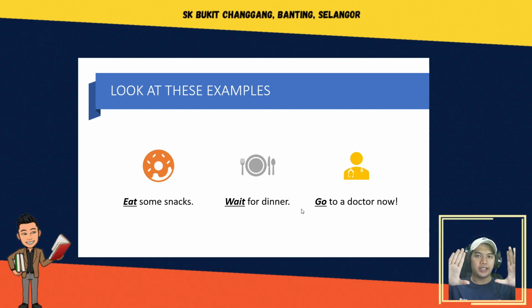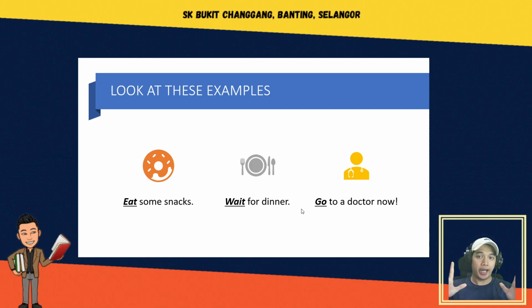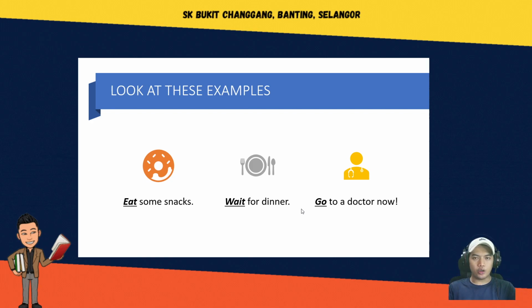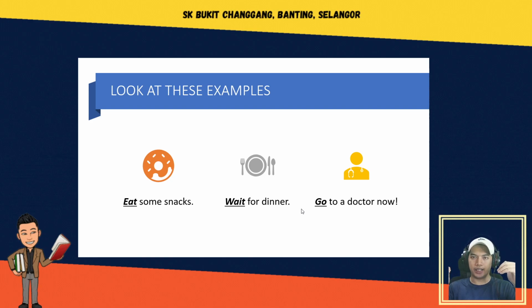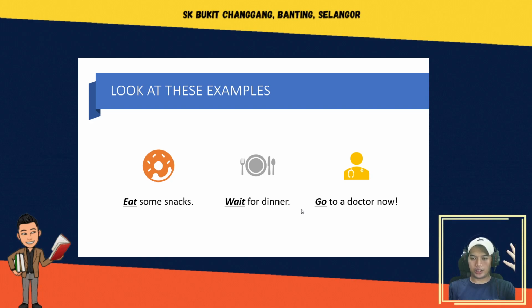Which means, tak ada perkataan no. Remember, negative sentence is a sentence that has no. Yang ada perkataan no dalam ayat tu adalah negative sentence. Yang tak ada no adalah positive sentence or affirmative sentence. Okay, number one. Eat some snack. So, eat itu adalah imperative. It is one of the example of imperative. Number two, wait, tunggu. Tunggu pun adalah imperative. Number three, go to a doctor now.